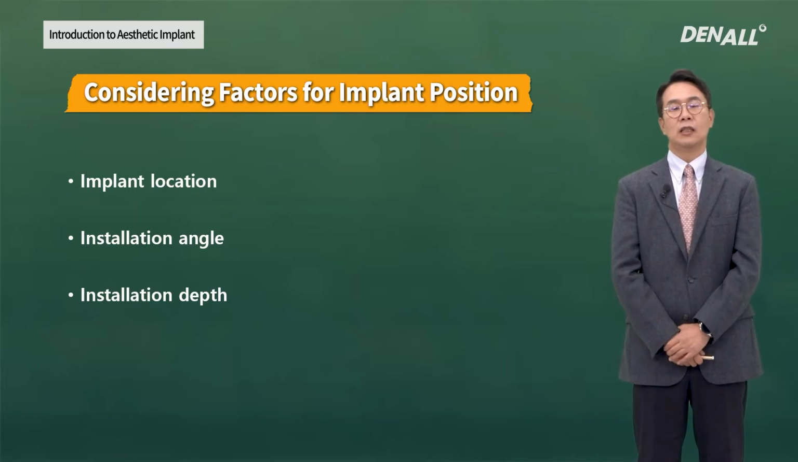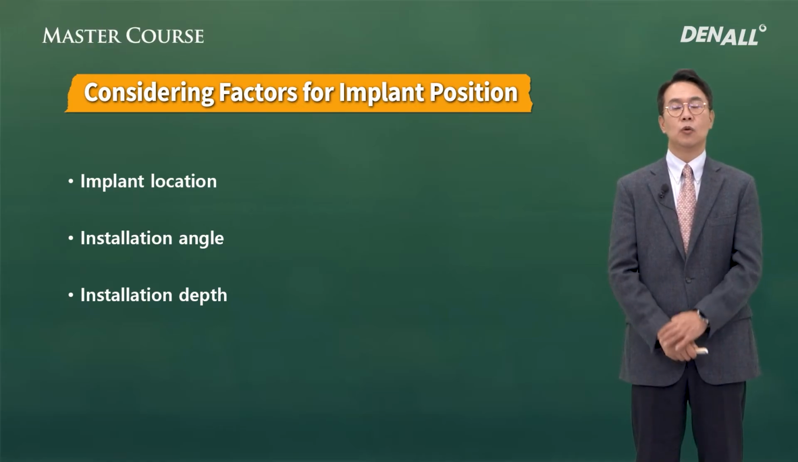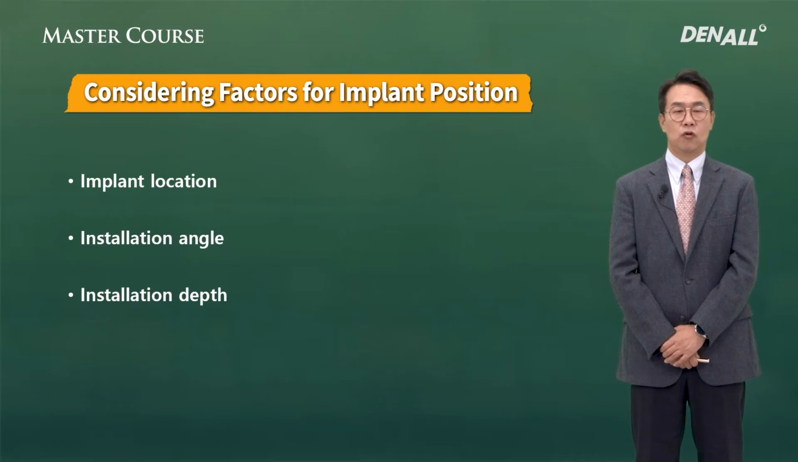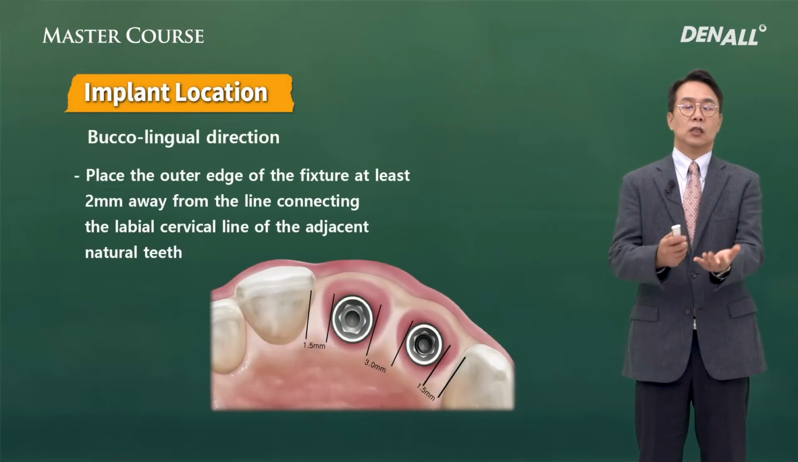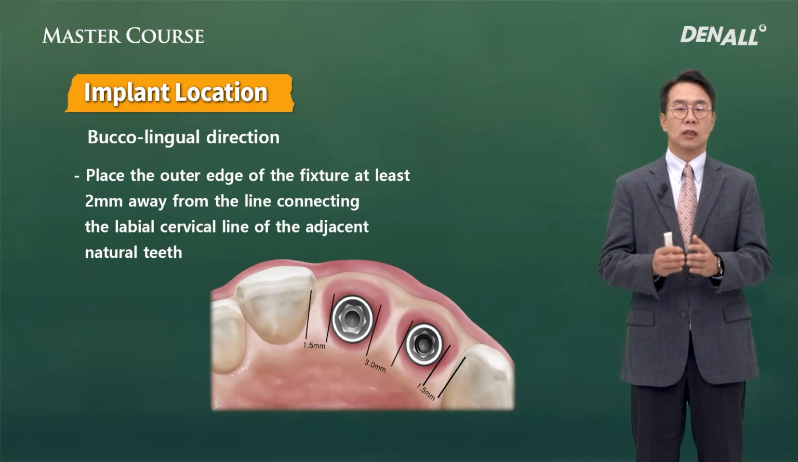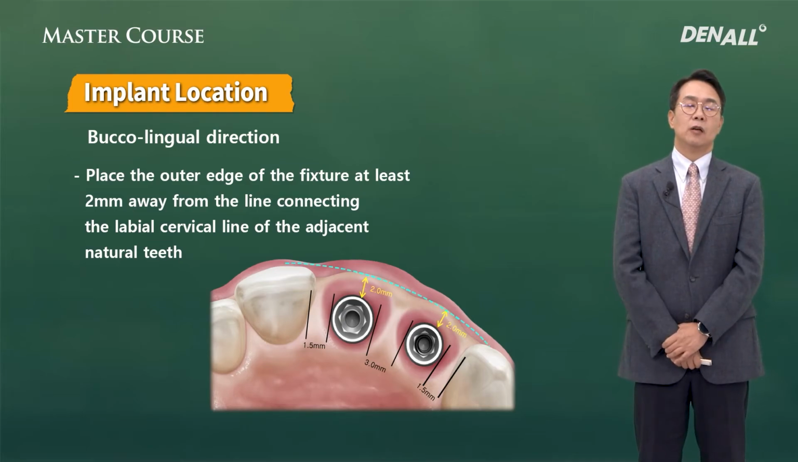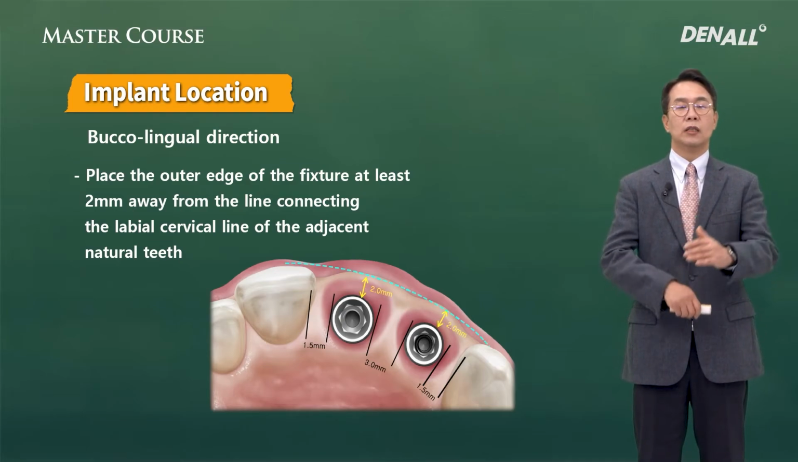If you make mistakes on these, you can use prosthesis to cover them, but implant depth is very important in that it may not be able to be covered by prosthesis. Buccolingual direction, mesiodistal direction, apicocoronal direction of an implant should be considered.